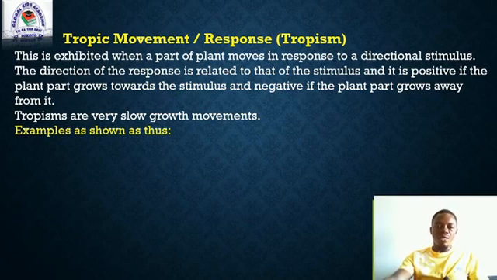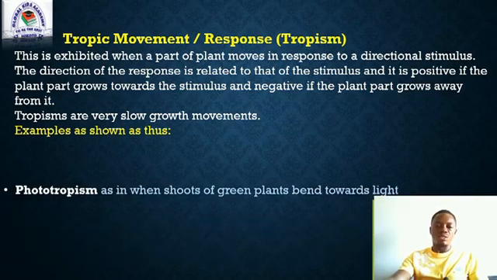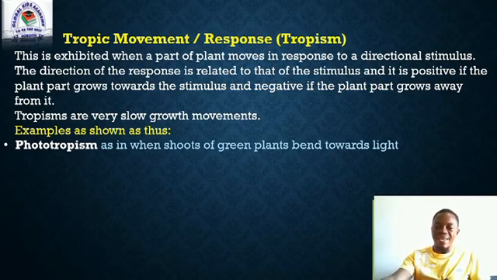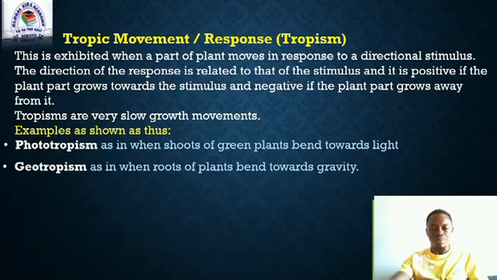Examples of tropism or tropic movements are shown thus. Phototropism. When we talk about photo, we're talking about light. So as in when the shoot of a green plant bends towards light. This is exactly a perfect example of positive phototropism. So when the shoot of a green plant bends towards the direction of light, it is called phototropism.